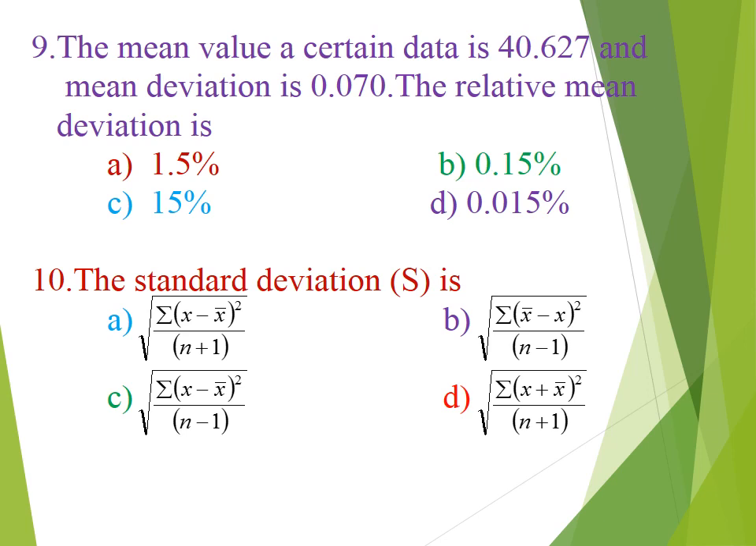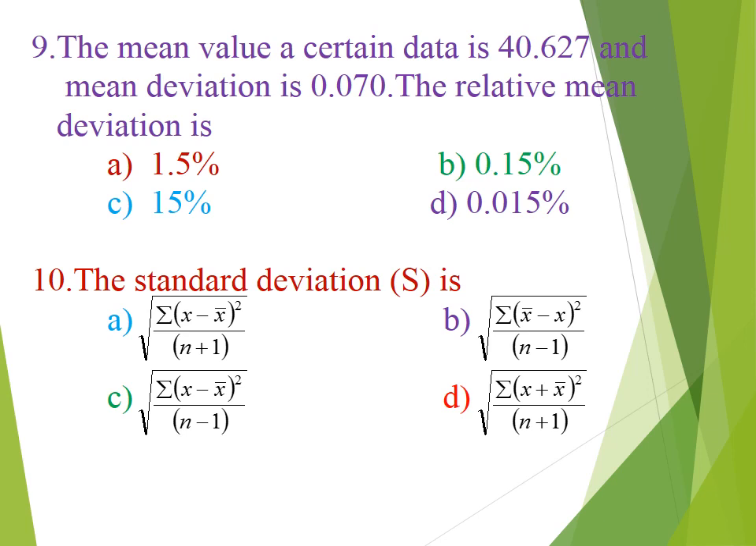The mean value of certain data is 40.627 and mean deviation is 0.70. The relative mean deviation, the correct option is B, 0.150. The explanation is given in the next slide.